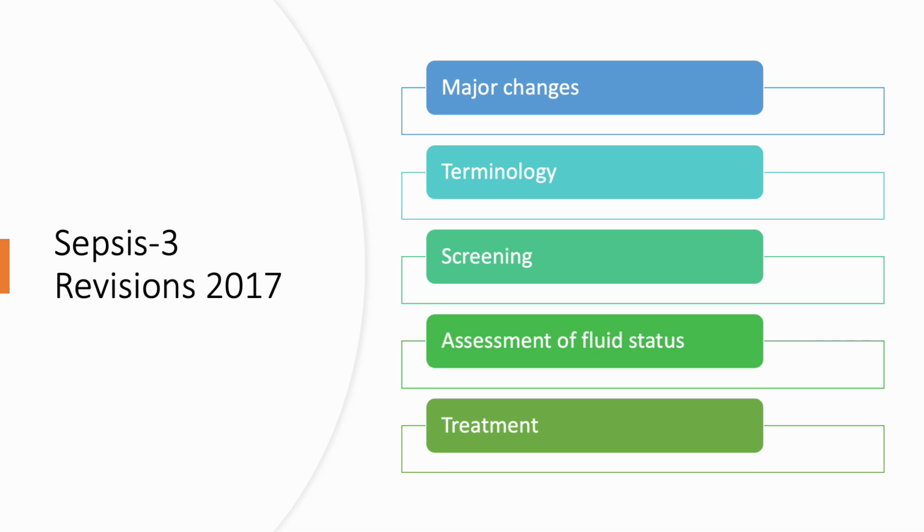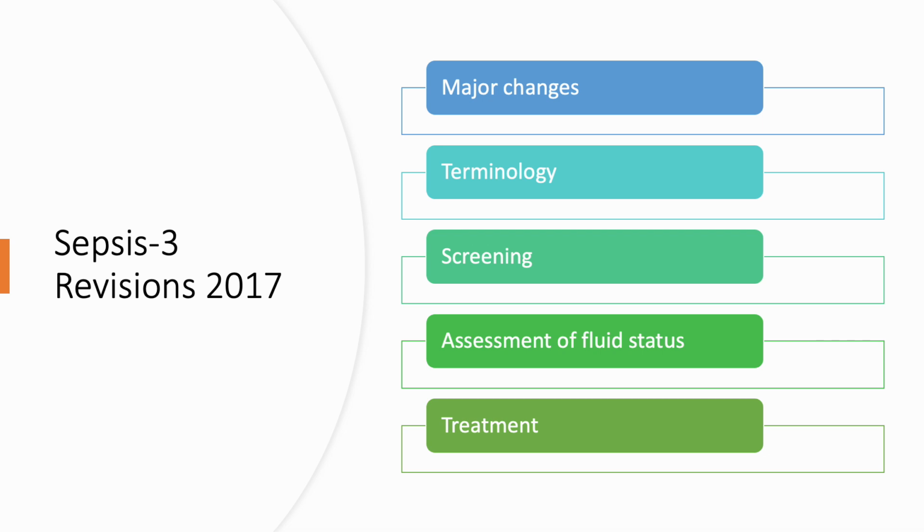qSOFA is used for rapid assessment with criteria including altered mentation, respiratory rate greater than or equal to 22, and systolic blood pressure less than 100. The qSOFA score is used for quick screening at the bedside for patients suspected of infection who are at risk of deterioration.